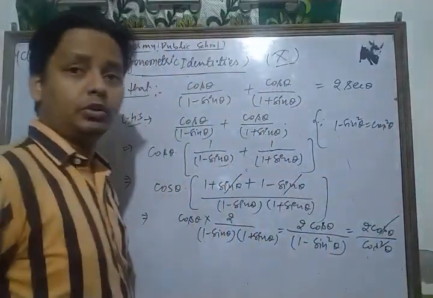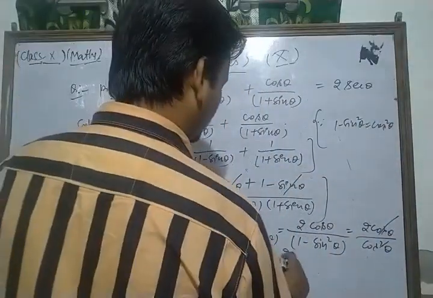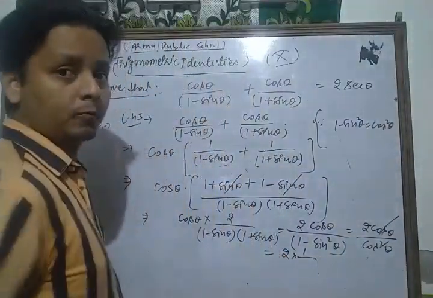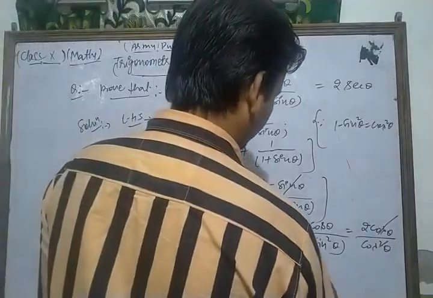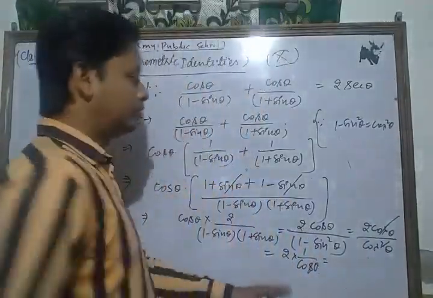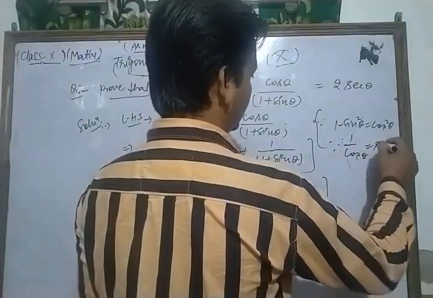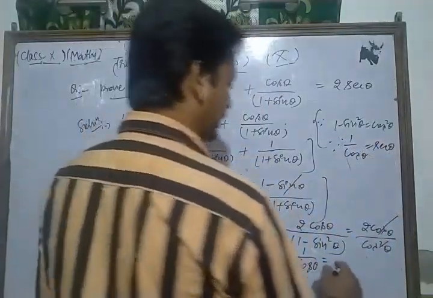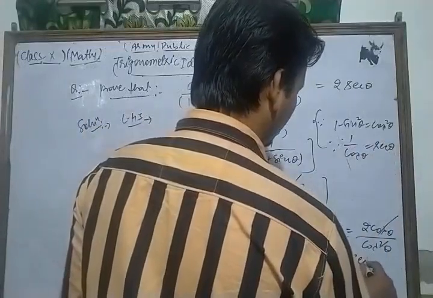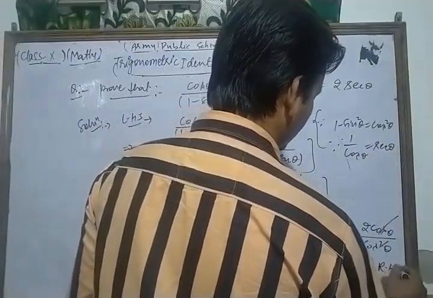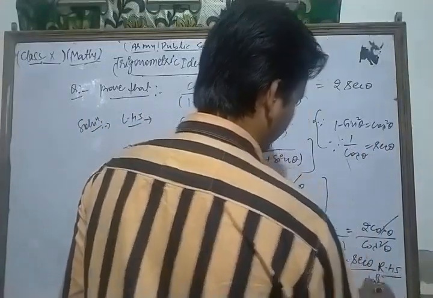One cos cancels, so we get 2 into 1 upon cos theta. And you know that 1 upon cos theta is sec theta. So here we write 2 into sec theta. This is your RHS, hence proved.